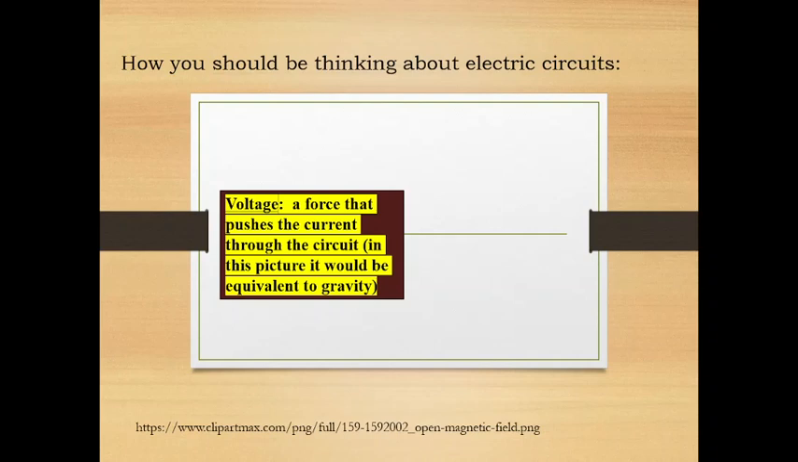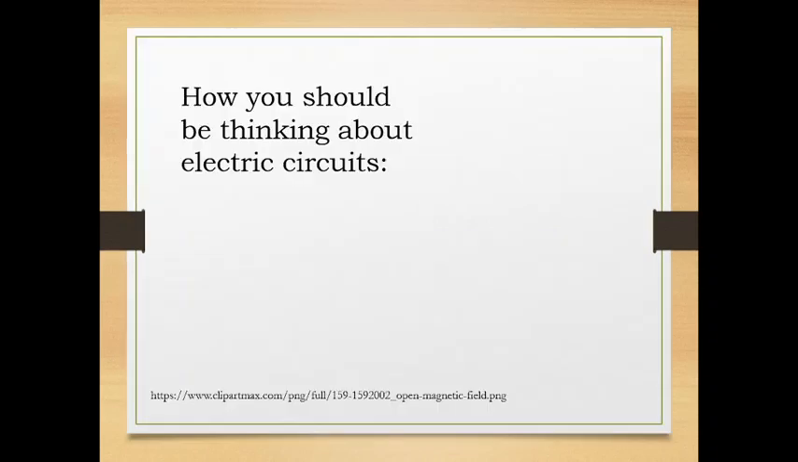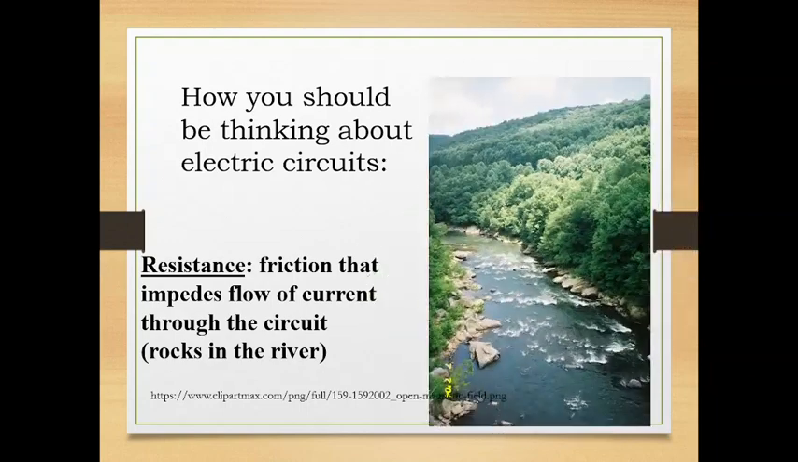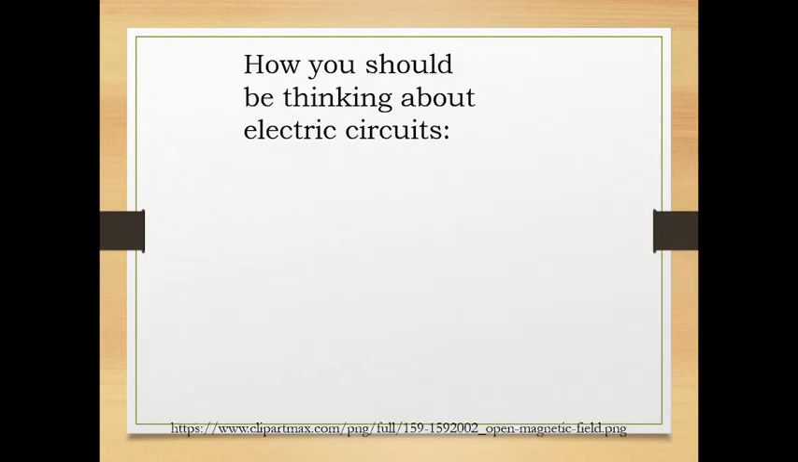How should you be thinking about electric circuits? Yeah, of course, this is resistance. Resistance is a friction that impedes the flow of current through the circuit. Rocks in the river are an example of this.